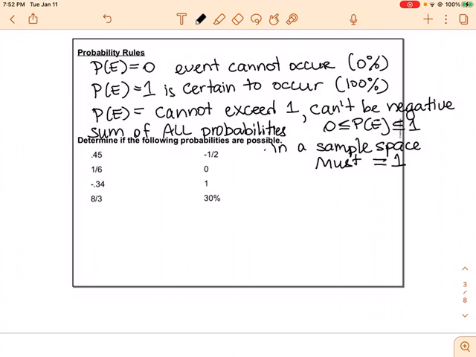So are these probabilities possible? So that's between 0 and 1. That's between 0 and 1. This is negative, so no. This is greater than 1, so no. This is negative, so no. This is 0, so yes. This is 1, so yes. 30%, yes.